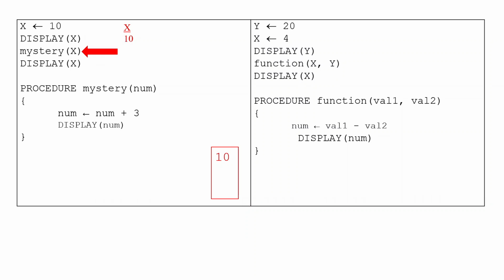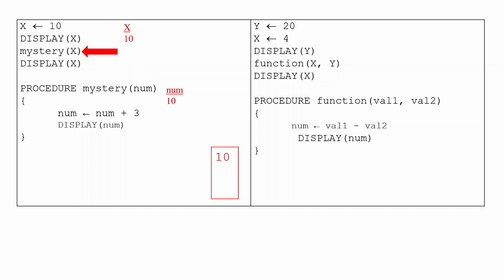So mystery is a procedure. So that means I'm going to go down to mystery. And what am I going to do? Well, it says pass it X. What is X? Well, X is currently 10, which means that I take that 10, I pass it to that procedure. So procedures are passed by value, meaning if you pass it a variable like X, that means you are passing the value of X. So X is 10, you're going to pass it to mystery.